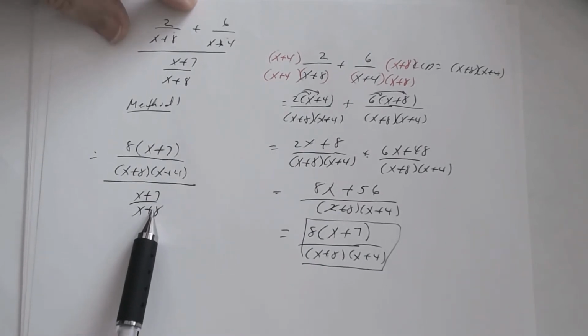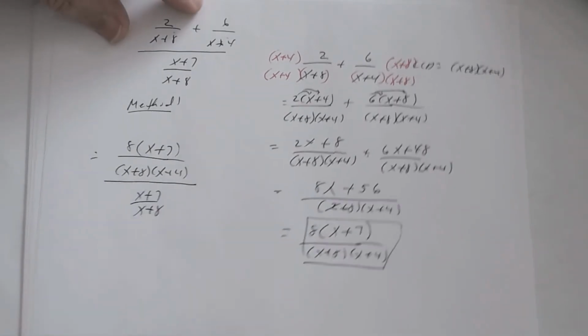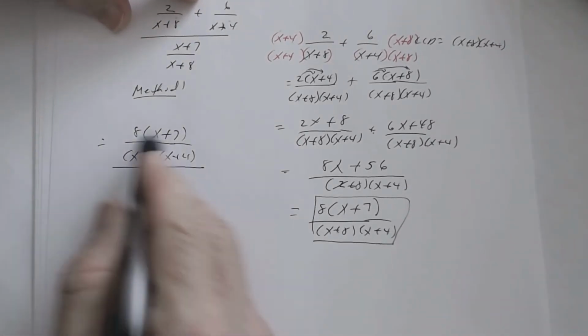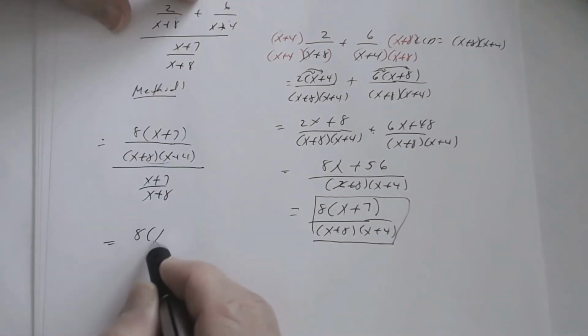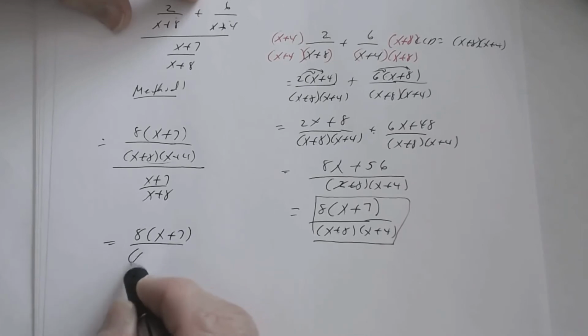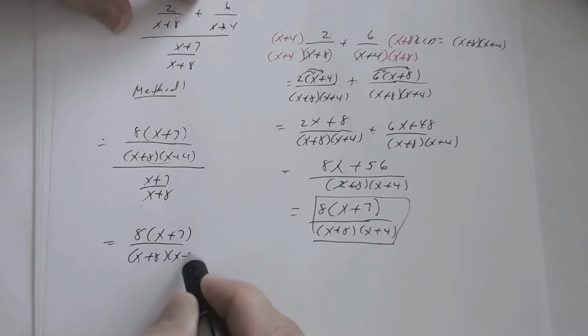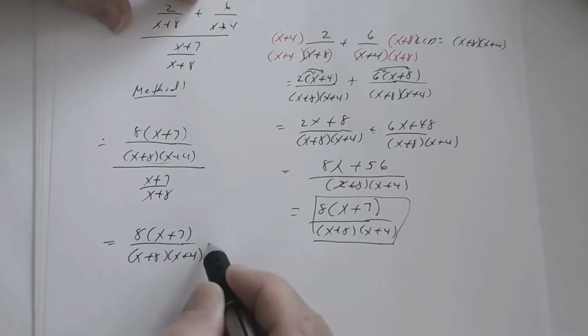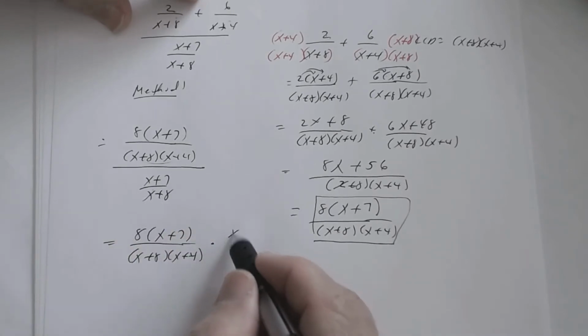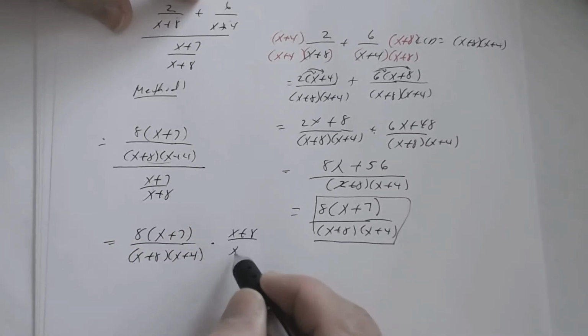Now the next step, remember, is to change this to a multiplication problem. So this becomes the numerator, which is 8 times x plus 7, divided by x plus 8 times x plus 4, times the reciprocal here, so that's x plus 8 divided by x plus 7.